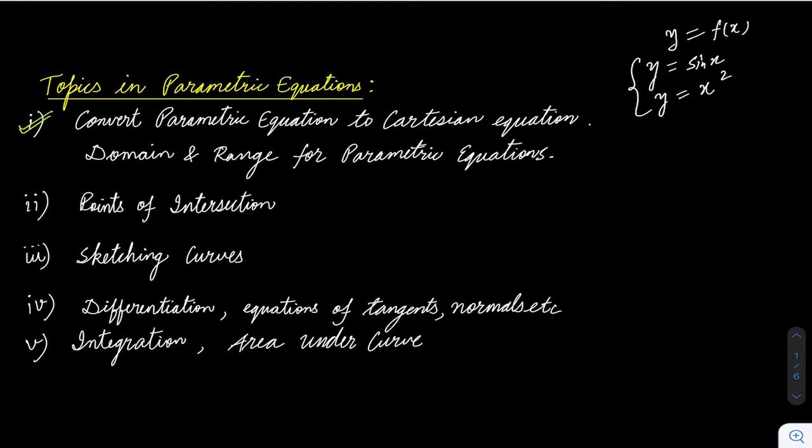So that's one topic. The second topic is finding points of intersection. Points of intersection means they can give you 2 parametric equations and ask you to find their point of intersection, or they can give you 1 parametric equation and 1 Cartesian equation and ask you to find the point of intersection. Or sometimes in questions they give you a parametric equation and ask you to find the points at which this curve will intersect the coordinate axes, that is the x-axis and y-axis. So that comes in the points of intersection topic.